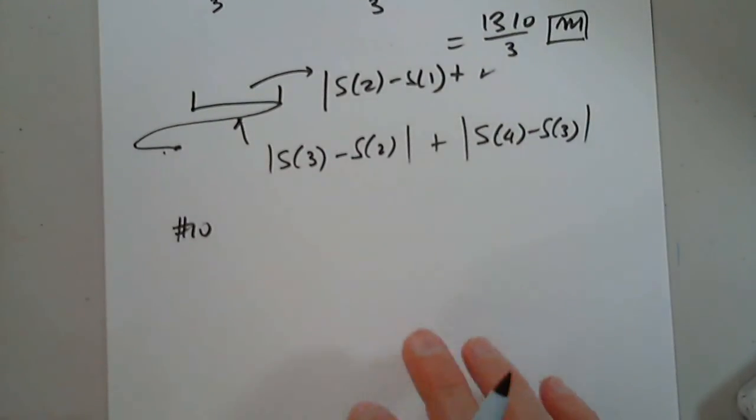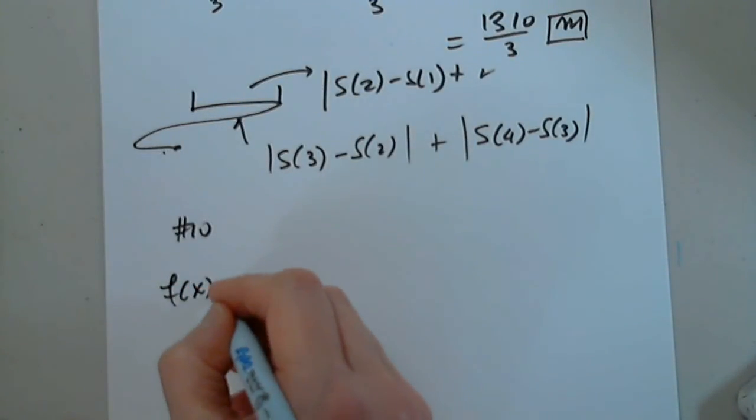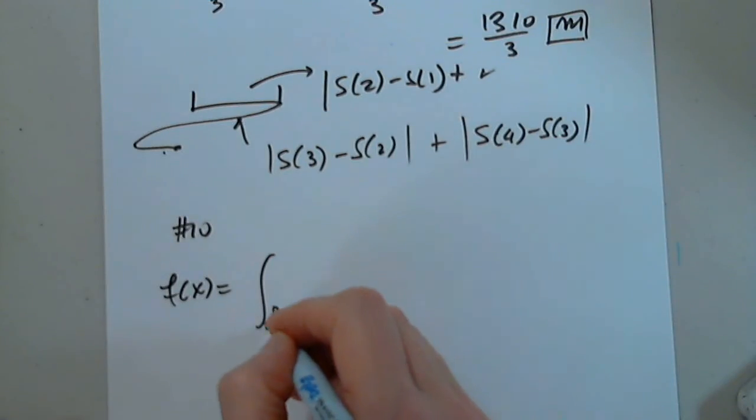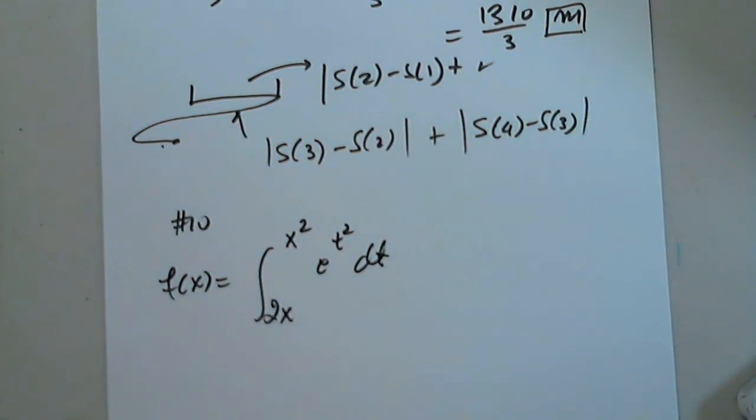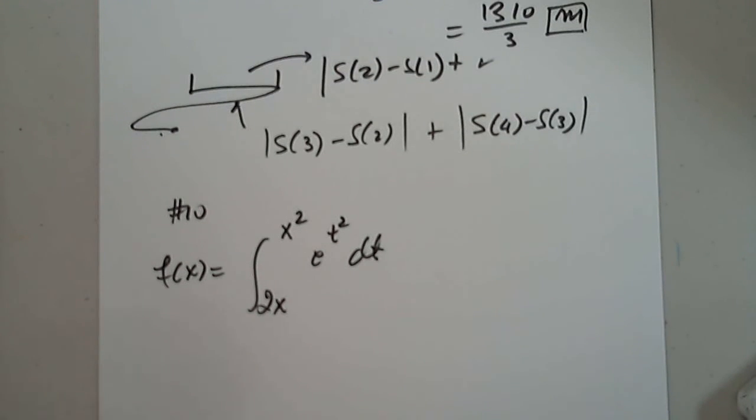F, very good, awesome. So remember in f of x, the integral from 2x to x squared of e to the t squared dt, you can only be asked to find the derivative. This is a function. It is given in the form of an integral. Don't even try to do anything else. We're only asked to find the derivative.